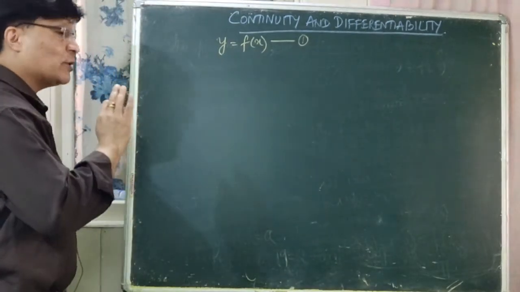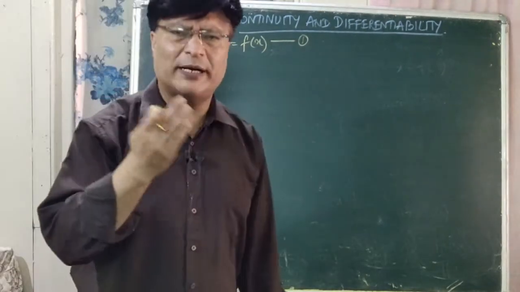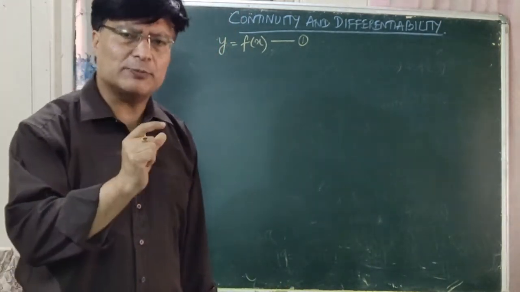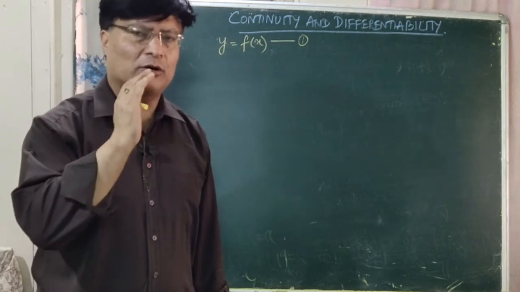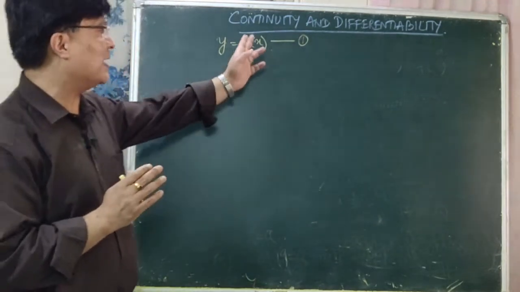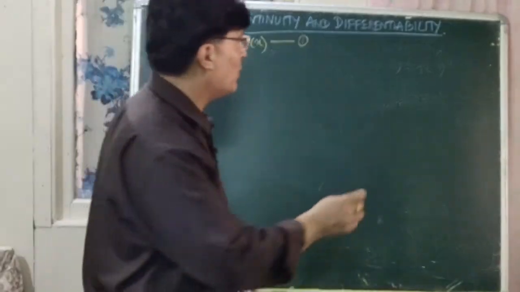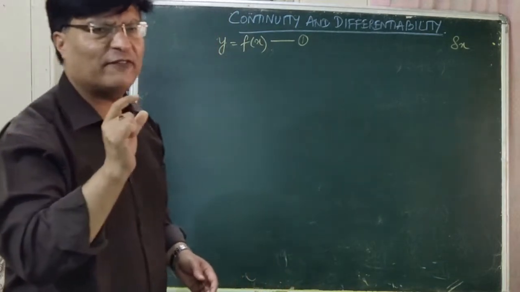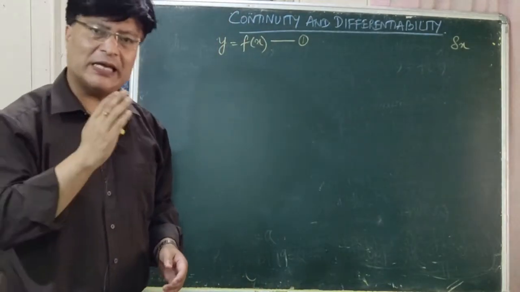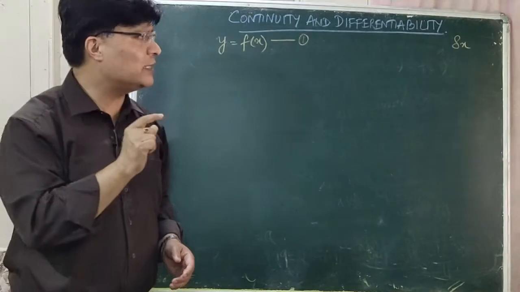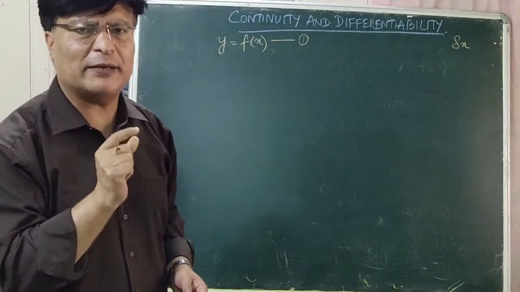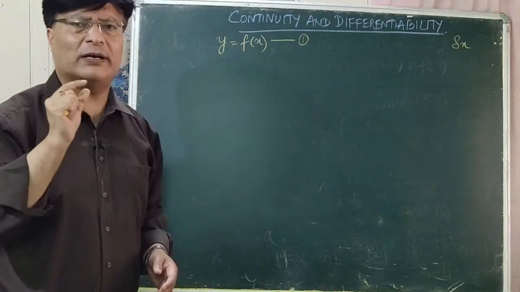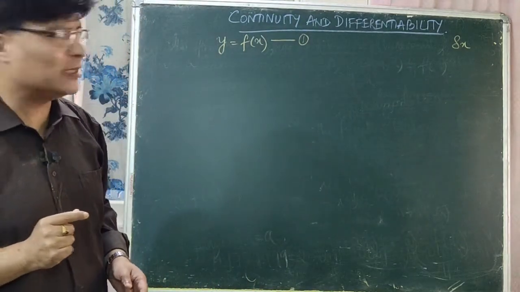Now suppose there is a small increment in x. Suppose there is a small increment in x, the increment delta x. Suppose the small increment here is delta x, where delta x is a very small positive quantity. It may be decrement also. It may be a very small positive quantity, or it may be a very small negative quantity. Is that clear to all of you?